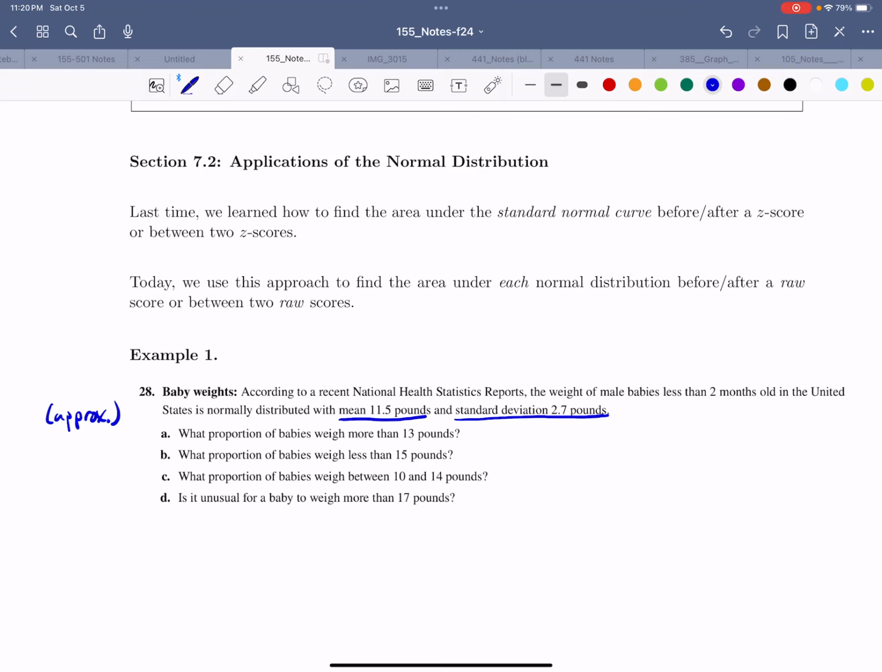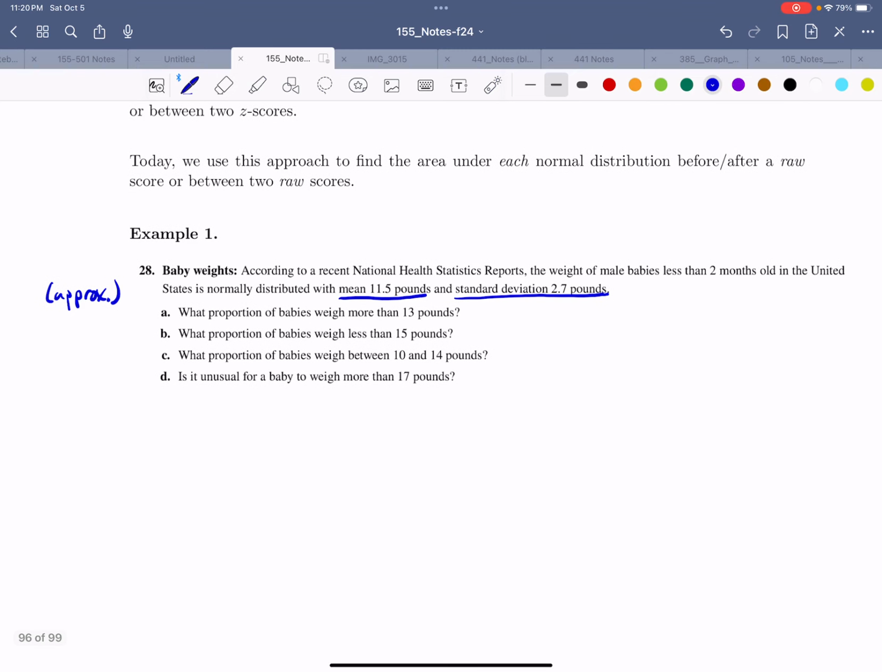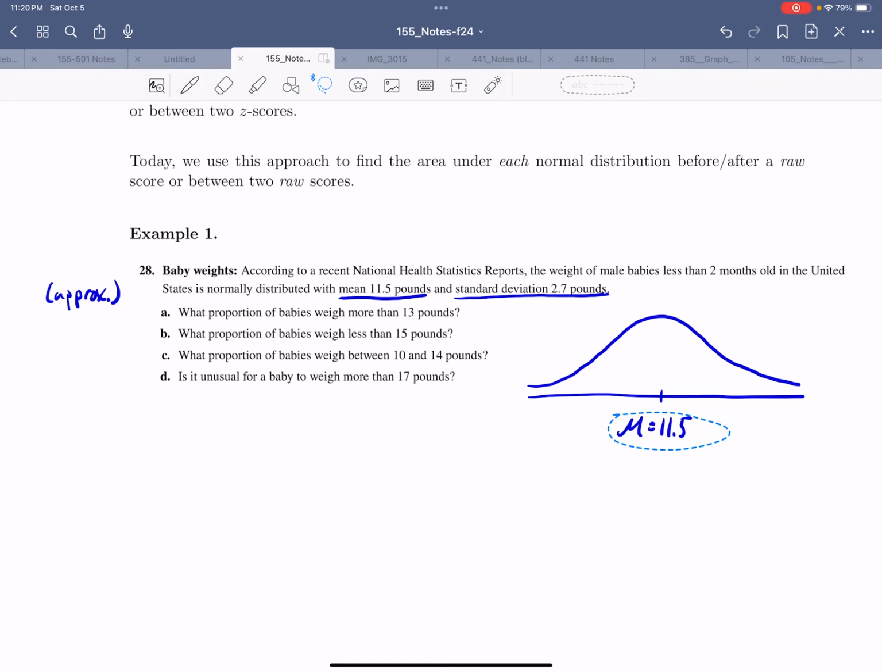They ask a series of questions. What proportion of babies weigh more than 13 pounds? Well, let's see what's going on here. They gave us a problem where the mean was 11.5 pounds and the standard deviation was 2.7 pounds. If we were to just sketch this, you won't need to do this to answer a problem like this, but I just want to show you what's going on. This is the mean. If we go out one standard deviation, we add 2.7 to 11.5, we get 14.2. So this is mu plus sigma equals 14.2. That's going to be this right here.